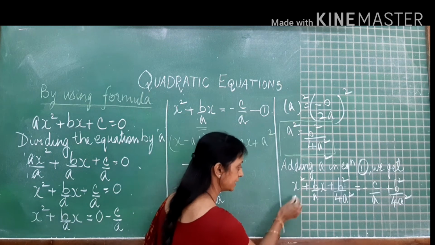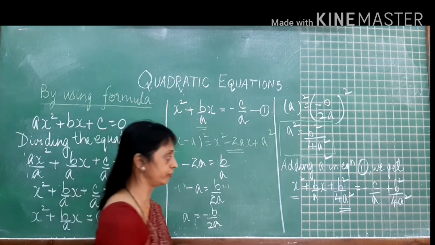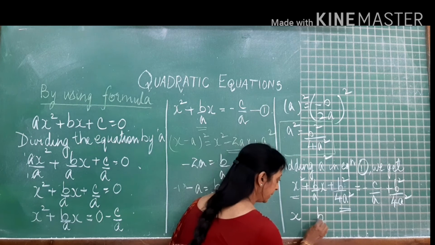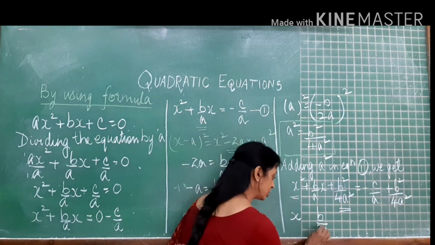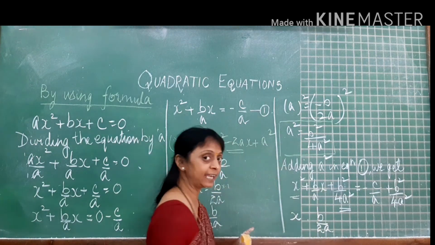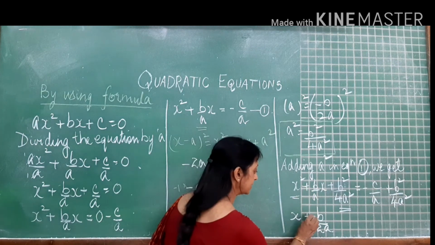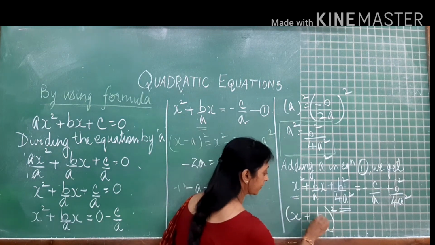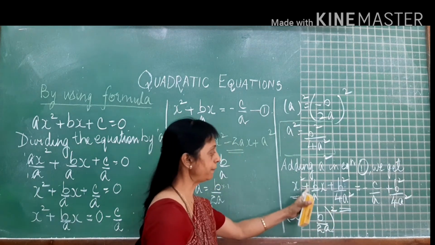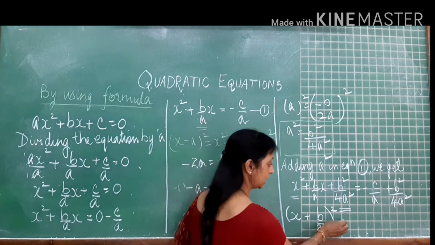So square root of x square and square root of b square upon 4a square. Those are the square terms, children. So square root of x square is x, square root of b square is b, square root of 4 is 2 and square root of a square is a. What about the sign? We go for the sign of the middle term, that is plus, the whole square. So x plus b upon 2a the whole square gives you x square plus b upon ax plus b square upon 4a square, which is equal to.